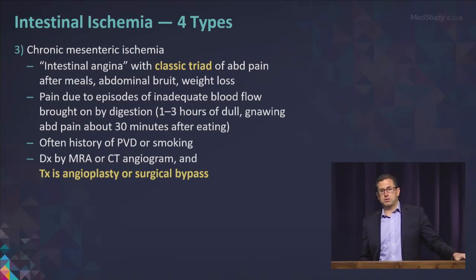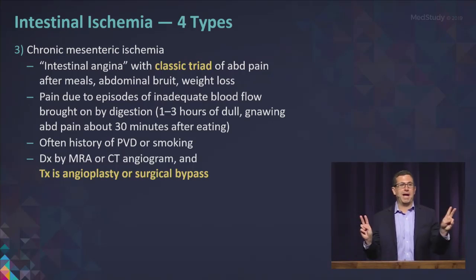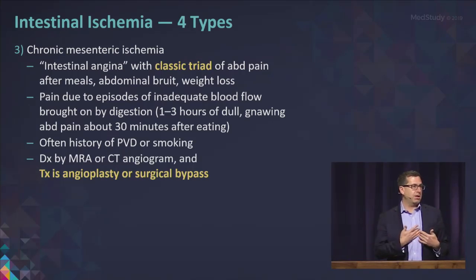The third type of intestinal ischemia is chronic mesenteric ischemia. So this is the intestinal angina. So it's really synonymous with cardiac angina.